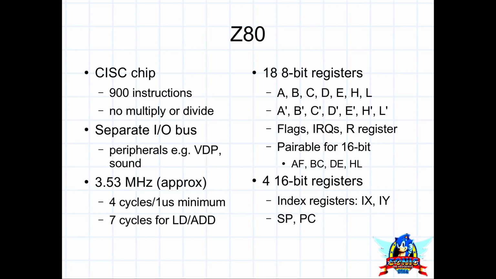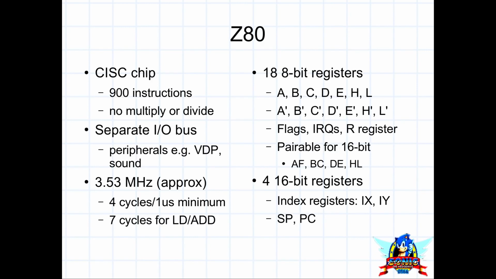So the Z80 itself. This is the processor that's powering the whole show. It is a CISC chip, I don't think anyone could argue with that. It has 900 or more instructions with no multiply or divide. Interestingly, it has a separate input-output bus. Many of its contemporaries that I'm much more familiar with, for example the 6502, did not have a separate input-output system. In fact, they relied on magic memory areas to configure and talk to peripherals, but the Z80 wanted to have a separate channel for talking to those devices.